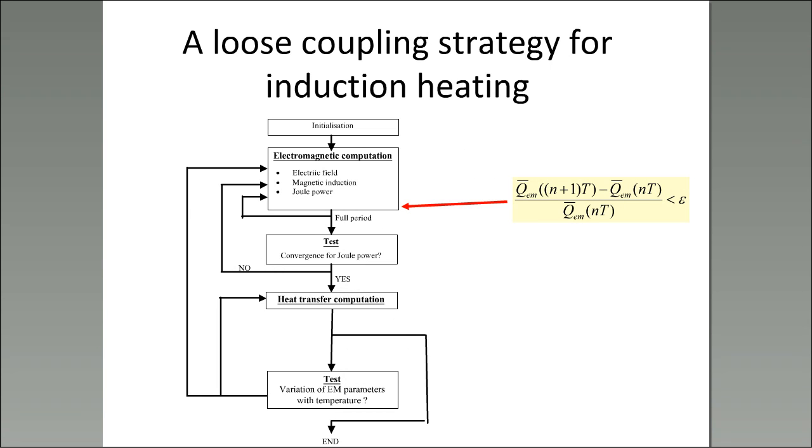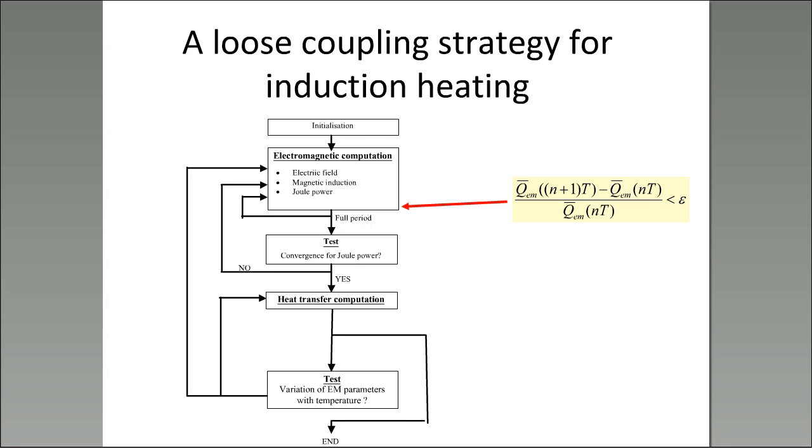So now, regarding the strategy, we are facing a multi-physics problem, and so you can have different kinds of coupling strategy. Here I'm just giving a few examples of coupling strategies that can be used. For instance, first, a loose coupling strategy for induction heating. What does it mean in that case?